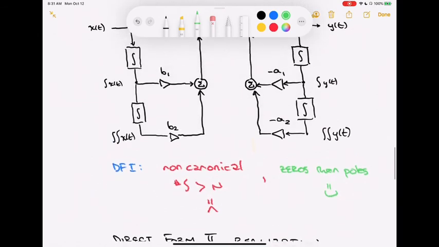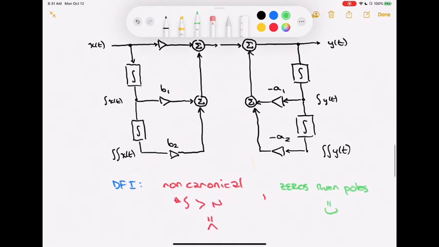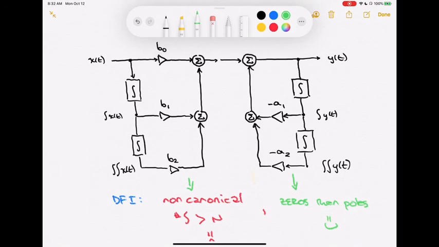Let's go back and look at our direct form 1. I've drawn this in a particular way so that as the order of the system got larger, these chains would just get bigger, right? If I had a third order system, I'd add another integrator, I'd have a coefficient B3, I'd add another integrator on the right-hand side, and I'd have a coefficient minus A3, and you could keep doing that to whatever order you wanted.